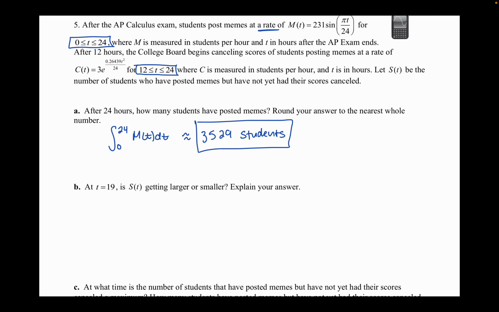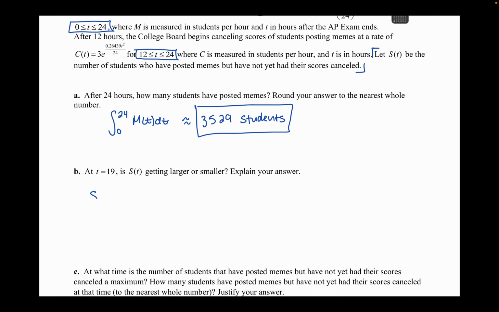Part B says, at t equals 19, is S of t getting larger or smaller? Let's look back at what S of t is. S of t is the number of students who have posted memes but have not yet had their scores canceled. M of t and C of t are both rates, whereas S of t is a number. So we have to figure out how to write S of t.